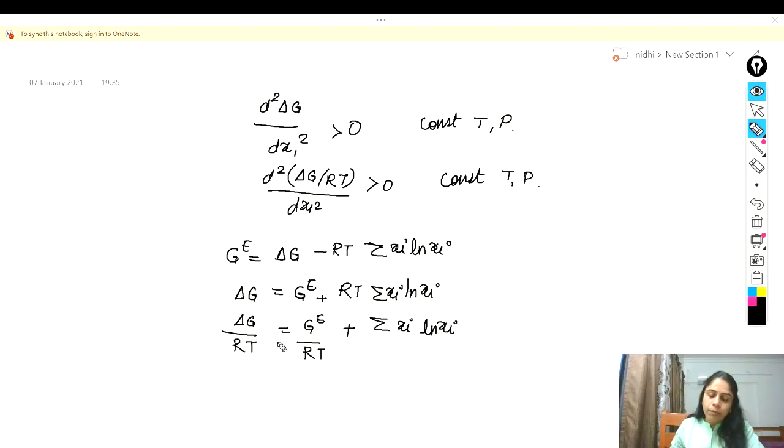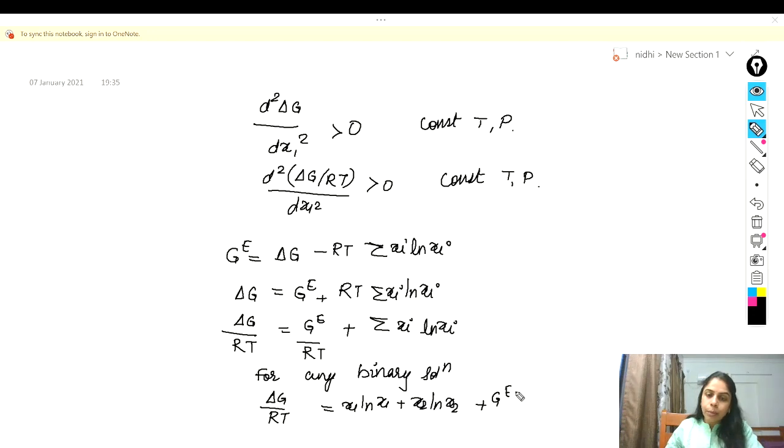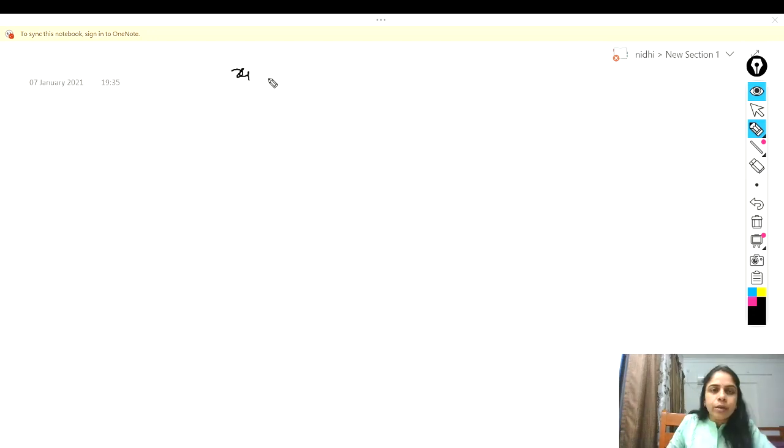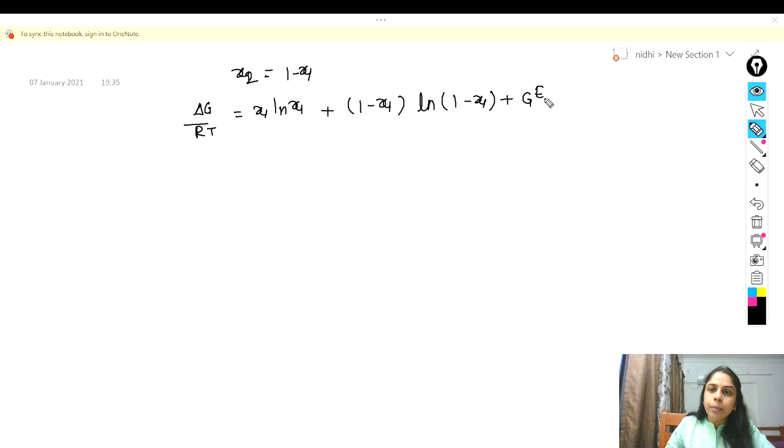Now for any binary solution, delta G upon RT will be equal to x1 ln of x1 plus x2 ln of x2 plus GE upon RT. Replace x2 by 1 minus x1 in the above equation. So we have delta G upon RT is equal to x1 ln of x1 plus 1 minus x1 ln of 1 minus x1 plus GE upon RT.